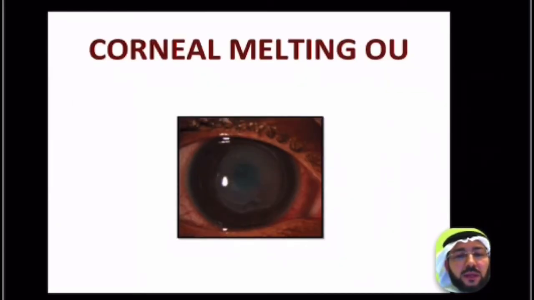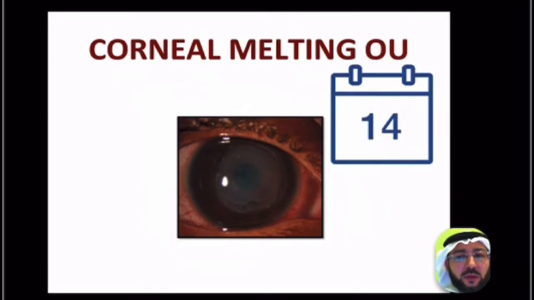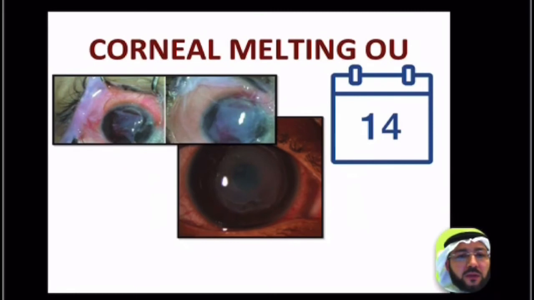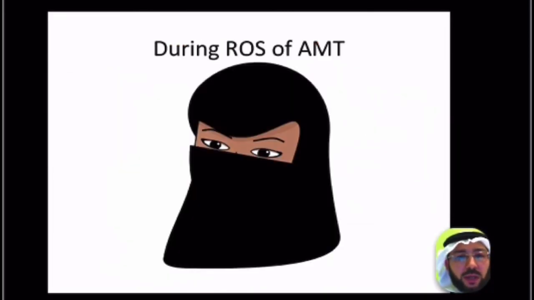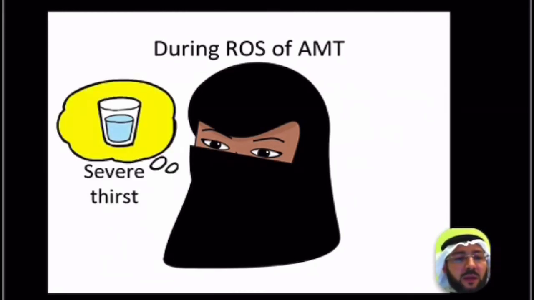And corneal melting began in both eyes 14 days after the Prokera placement. So amniotic membrane transplantation was scheduled for both eyes, and her vitamin D level was again rechecked and remained deficient due to the patient's poor compliance with the medication. During removal of the sutures after implanting the amniotic membrane a month later, she was severely thirsty during the procedure.